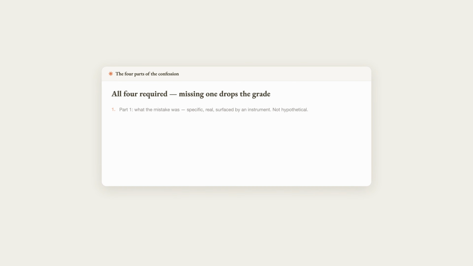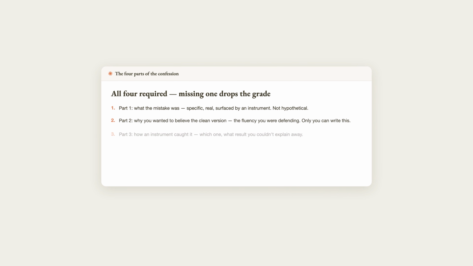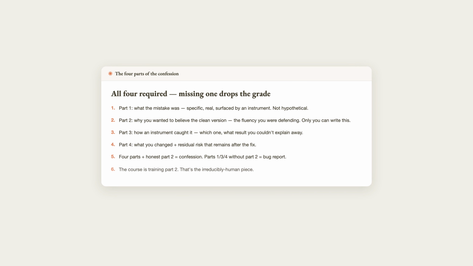The confession has 4 parts, all 4 are required. Missing any one of them drops the grade. Part 1, what the mistake was, the real one your instruments surfaced. Not hypothetical, not "there could be bias," the specific finding: a leaked feature, an optimistic label, a chart that flattered the result, an unchecked confidence number, a join that silently dropped a subgroup. It needs to be specific enough that someone who has not seen your build can understand exactly what went wrong.